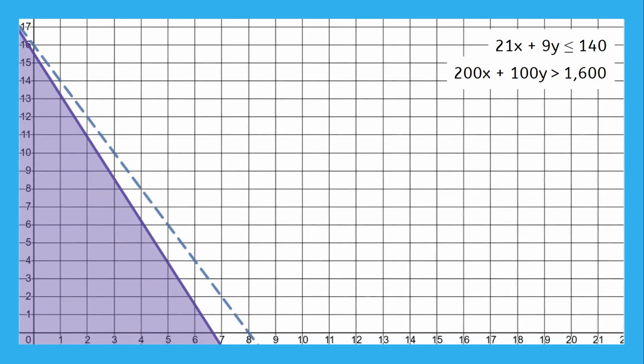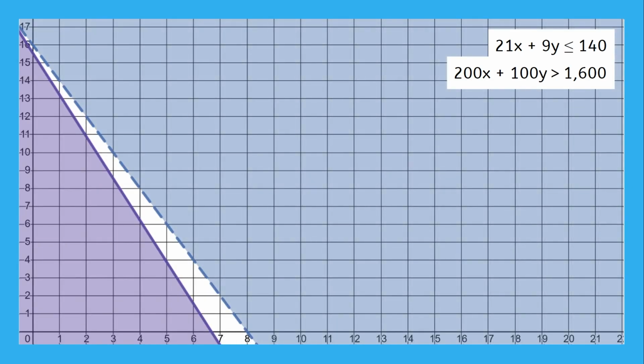Let's do the same thing for the second inequality. We draw a dashed line this time through its intercepts. Then we figure out which side to shade. If the store sells 0 sofas and 0 recliners, will they make over $1,600? No, they wouldn't make any money, so 0, 0 is not on the side with the solutions.